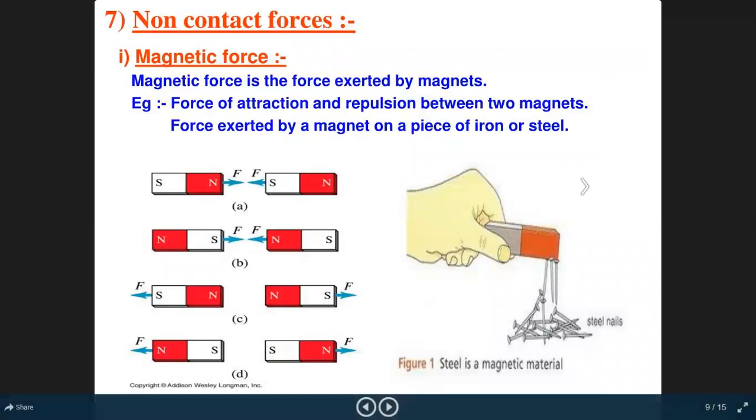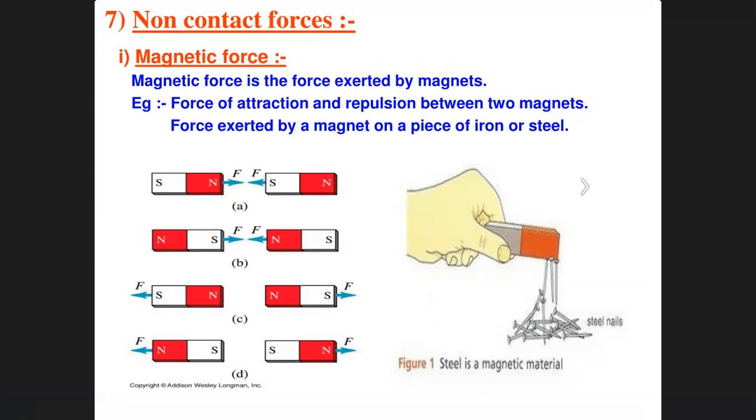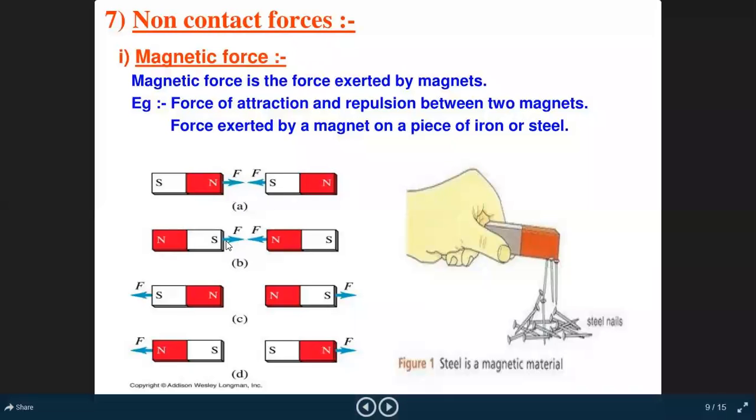Then comes the non-contact forces. First is magnetic force. You can see in the picture, as from its name, it's very clear, force exerted by magnets. Right? Force of attraction and repulsion between two magnets. That is north and south, they are attracting each other. South and north attracting each other. North and north repelling each other, south and south will repel each other. So that is magnetic force.